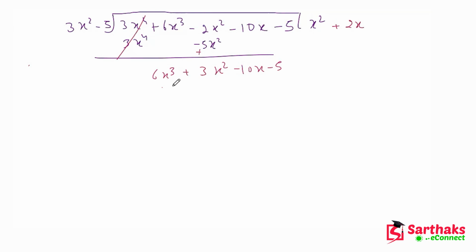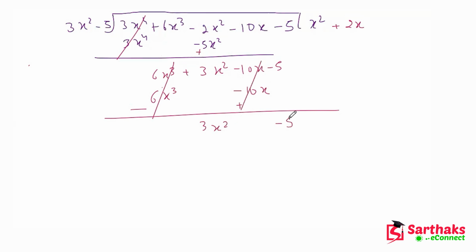Here is 2x and this is 6x cube. Okay. And 2x into minus 5, yes, minus 10x. So then we can write here minus 10x. Okay, if you subtract it, then it cancels, and here is 3x square, and this becomes positive, and this also got cancelled, and here is minus 5.